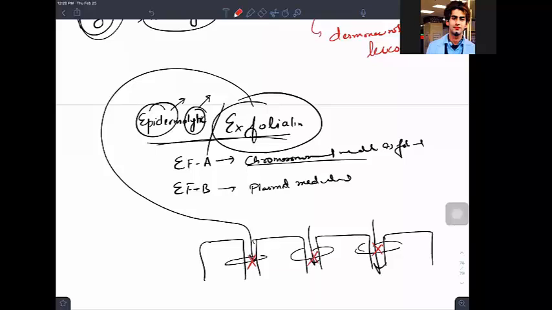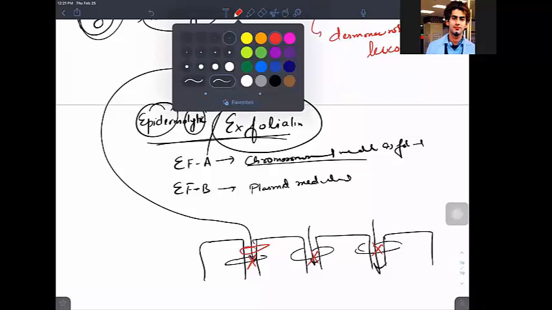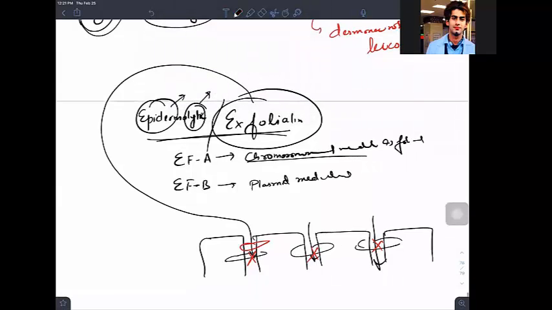This is known as epidermolysis. Will there be cleavage of desmosomes? Can it lead to peeling of skin, scalding? So this process will be known as.